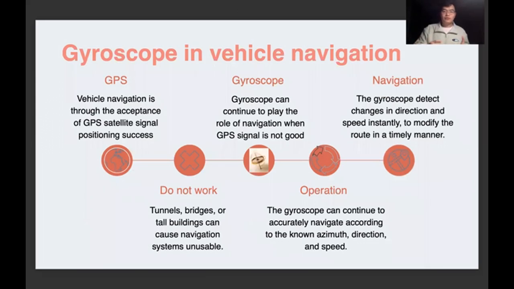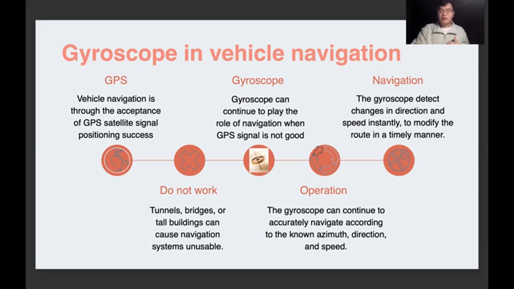Finally, I will talk about gyroscopes in navigation. And maybe you will ask, we can use the GPS to navigate, so what can the gyroscopes do? Yes, the GPS can navigate normally, but when the signal of the GPS is weak, the gyroscopes will show their abilities. When the GPS signal is not good, the gyroscope can continue to navigate according to the known direction and speed, which is also the basic principle of inertial navigation technology.